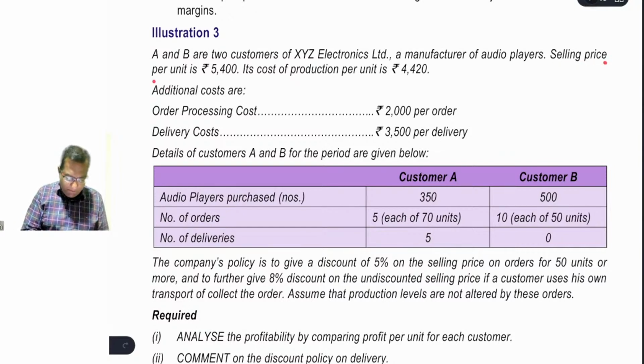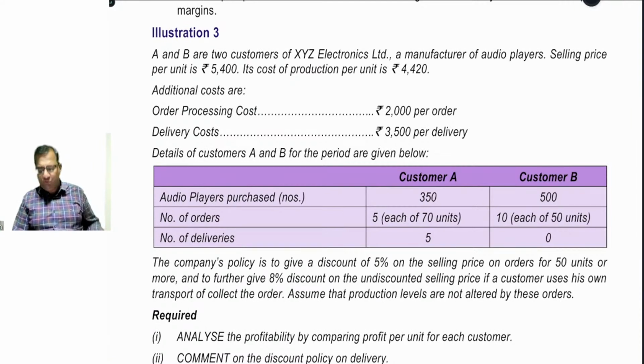Selling price per unit is 5,400 rupees. So the selling price to customer A or customer B is 5,400 rupees. Its cost of production per unit is 4,420. कि कॉस्ट ऑफ प्रोडक्शन कस्टमर ए के लिए है या कस्टमर बी के लिए बेटा. 4,420. It's not mentioned anywhere whether the cost of production 4,420 is related to customer A or customer B. किसके लिए है बेटा?